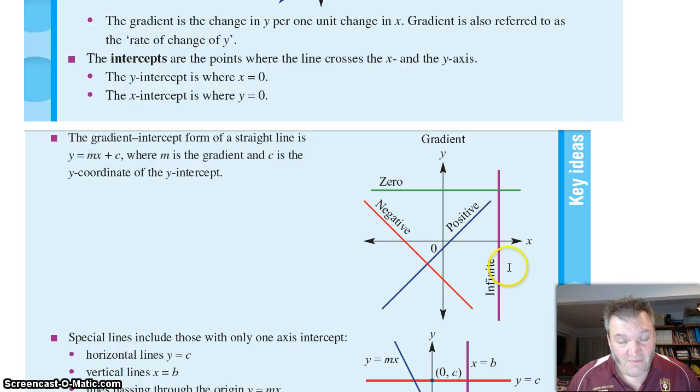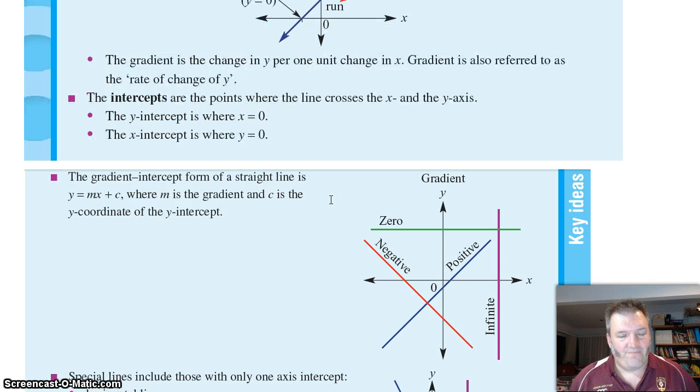So we have a specific term we use for the gradient of a vertical line, and it's not infinite, it's undefined. So please make sure you're aware of that and take care of that. That's something we've got to watch out for. Don't believe everything you read in a book.